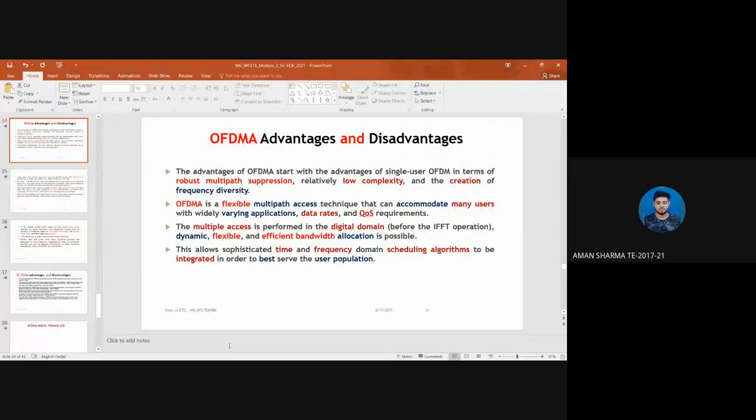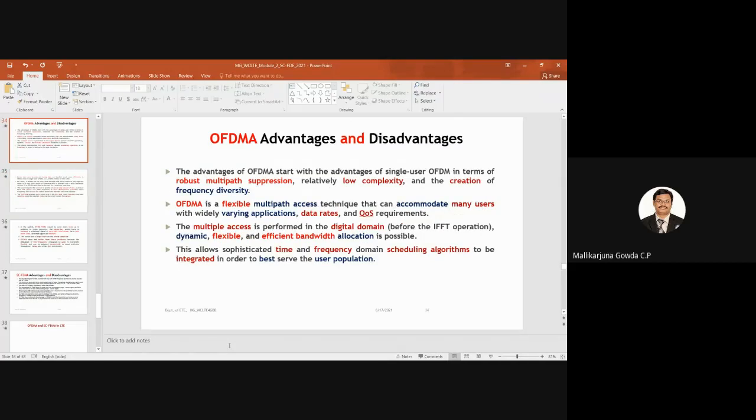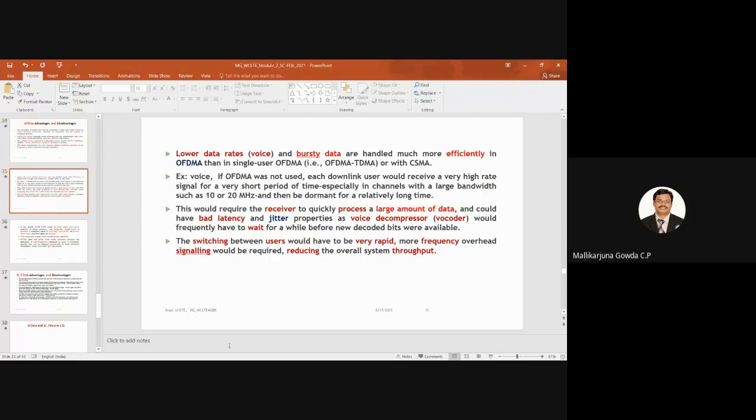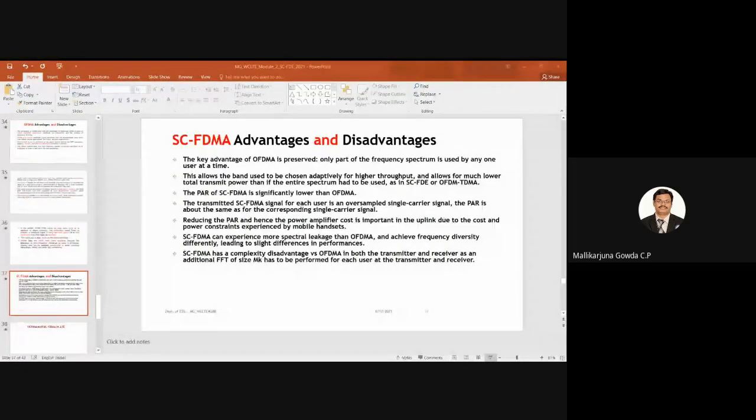Sir, it's a flexible multiple access technique that can accommodate many users. Okay. That can accommodate many users with widely varying applications, data rates, as well as quality of service requirements, I said. Okay. So just let me say what are the advantages of this SC-FDMA as well as the disadvantages, right? And maybe looking at the block diagram of OFDMA and SC-FDMA, you might have understood in what way SC-FDMA is different from OFDMA, right?